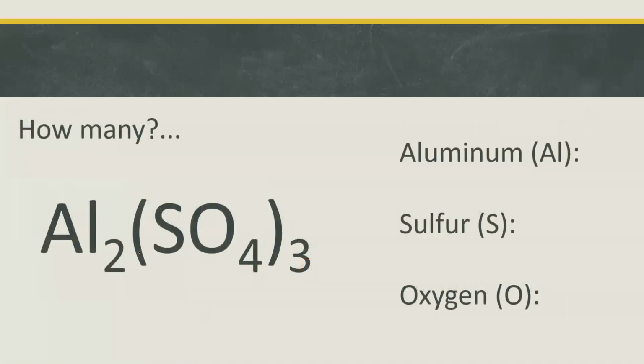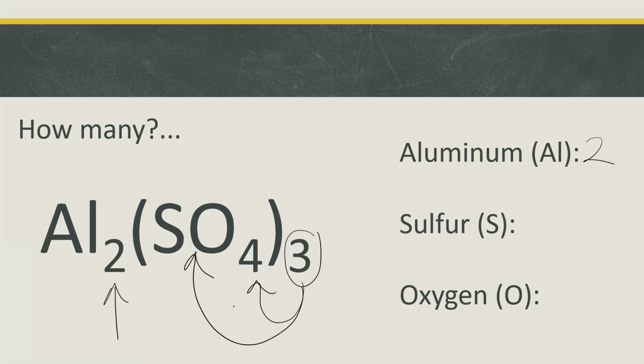What about here? So we've got 2 aluminum. We have a 3 on the outside of the parenthesis. We have to multiply it by everything inside. So we did have 1 sulfur times 3 gives us 3 sulfur. And we had 4 oxygen times 3 gives us 12 oxygen. Make sure you're multiplying.